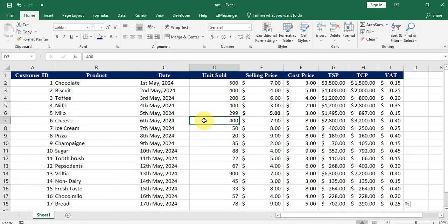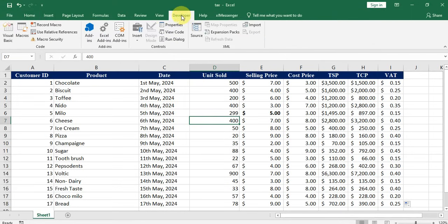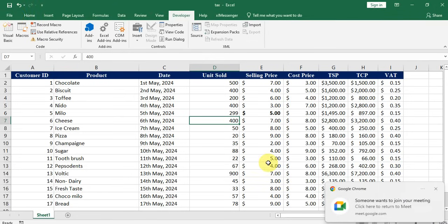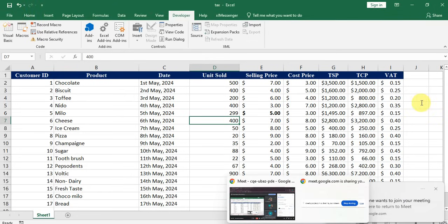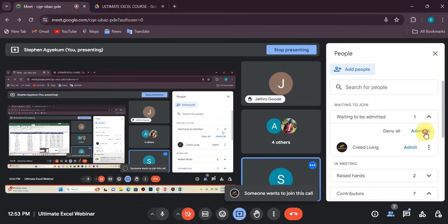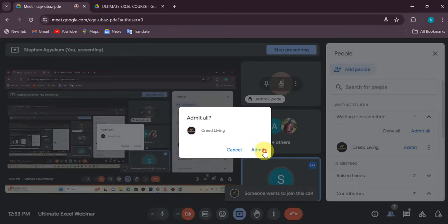VBA programming. Now when you come to your ribbon here, you will see a developer tab. If you don't see it, just have to go to, somebody is joining. Who is this? Okay, let me admit the person.